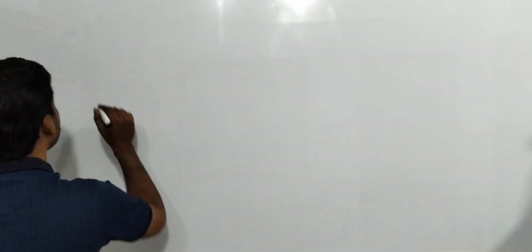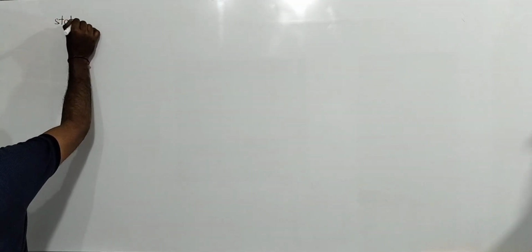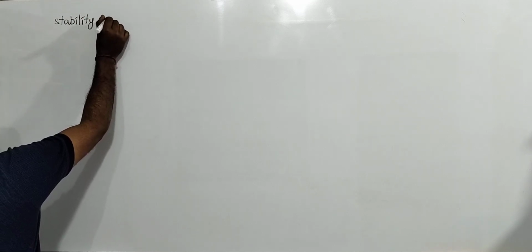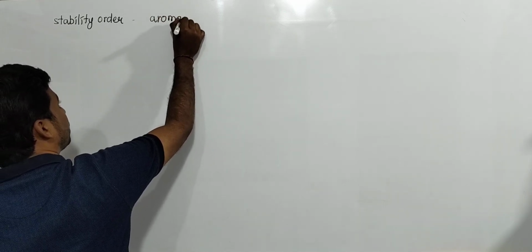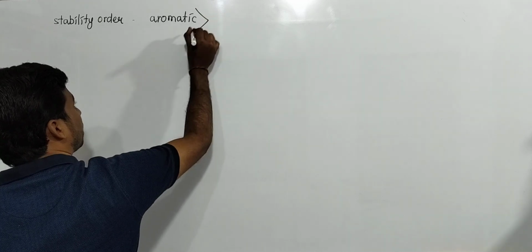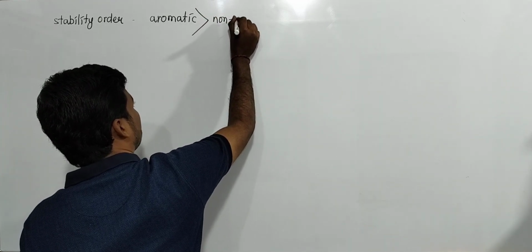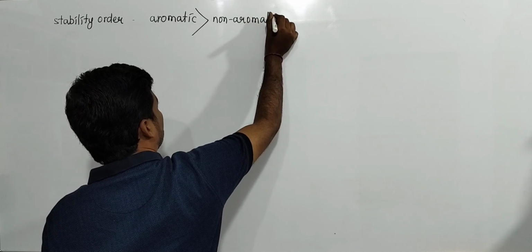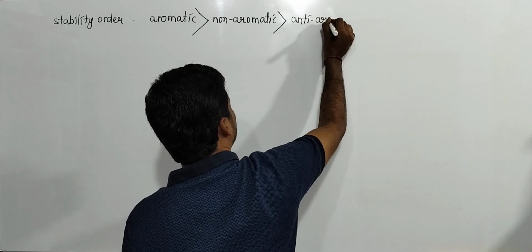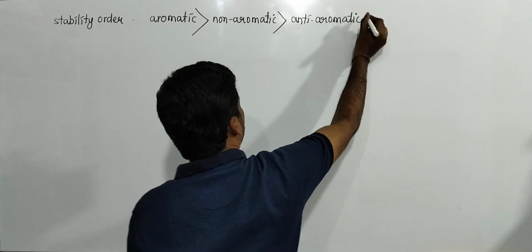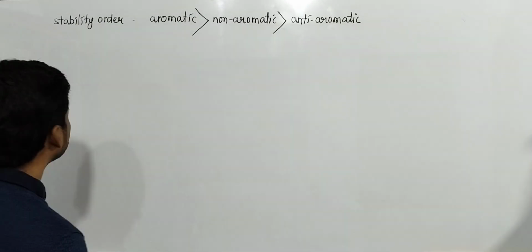Next, take this one. Aromaticity explains the stability of organic molecules. Aromaticity enhances stability, so aromatic compounds are more stable. When you see the stability order of different organic molecules, aromatic molecules are more stable than non-aromatic molecules, which are more stable than anti-aromatic. Anti-aromatic organic compounds are unstable. See some examples.